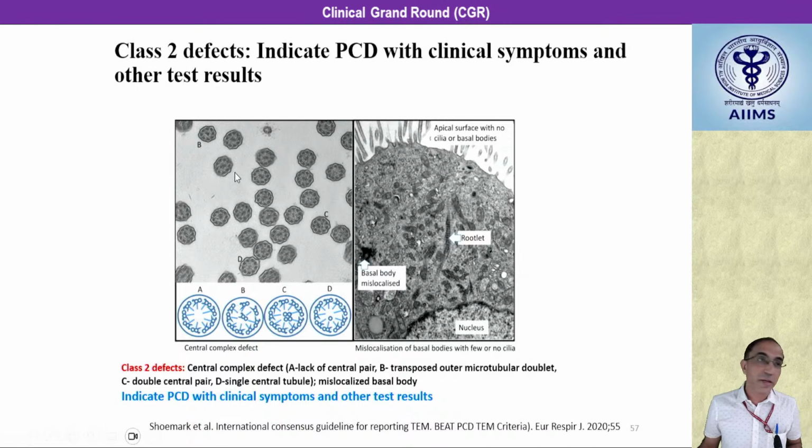The other findings that indicate PCD, if there are clinical symptoms and other results also, include absent central tubules, disorganized microtubules, and then more than 2 central tubules or only a single central tubule.